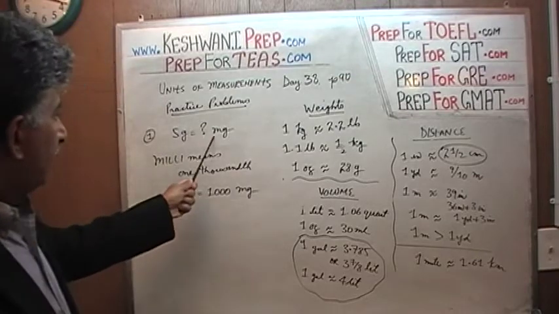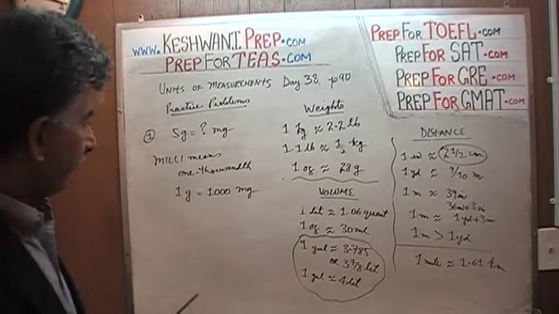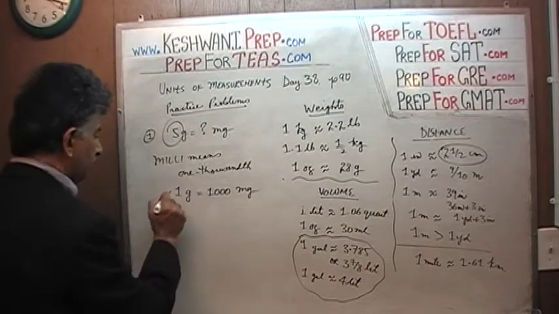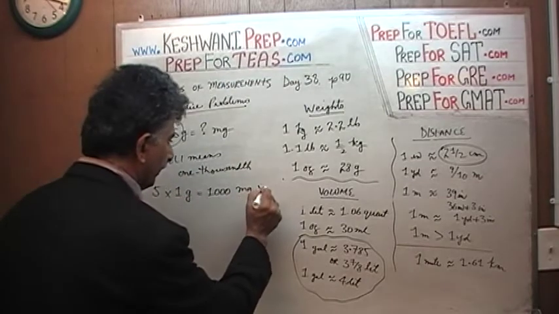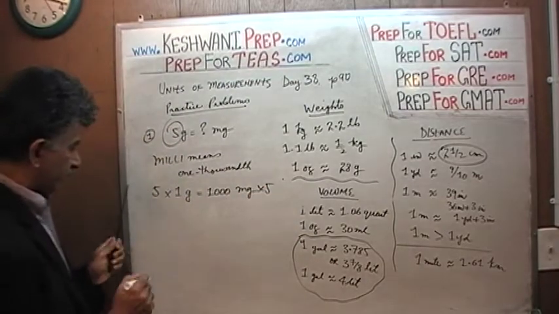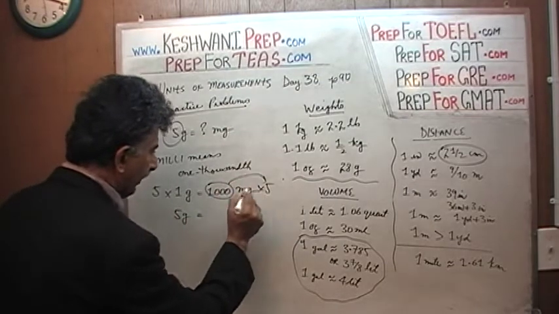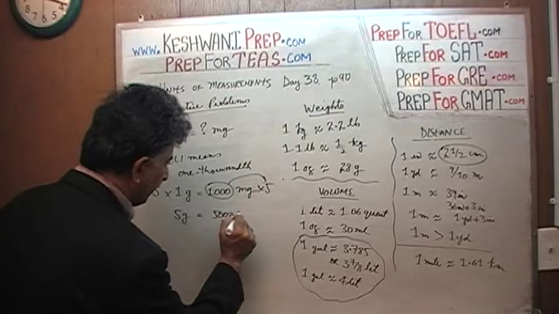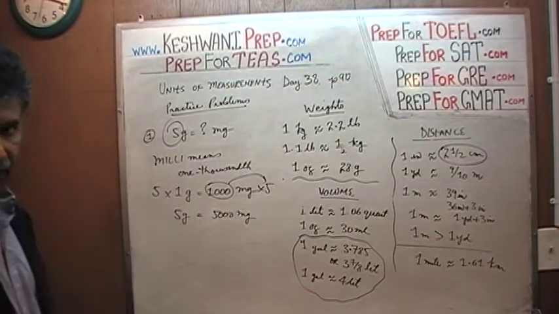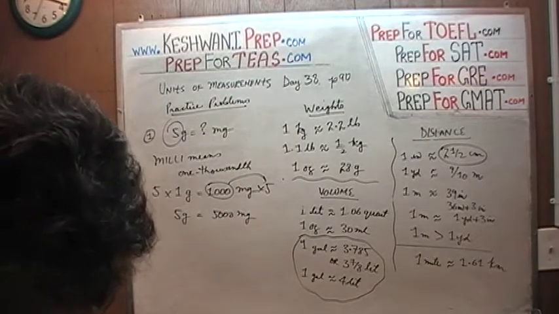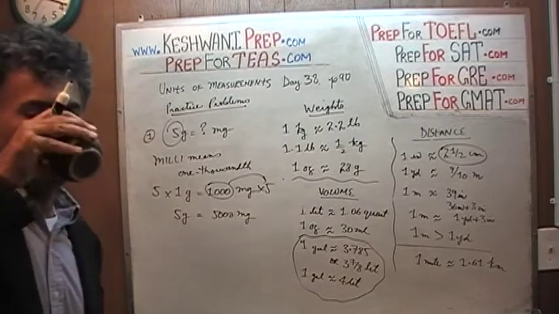The question is, how many milligrams are there in 5 grams? We need 5 grams, so multiply both sides by 5. That's all, we are done. So here we have 1 times 5, which is 5, so 5 grams make 1,000 times 5, or 5,000 milligrams. 5 grams will make 5,000 milligrams. Quite straightforward.